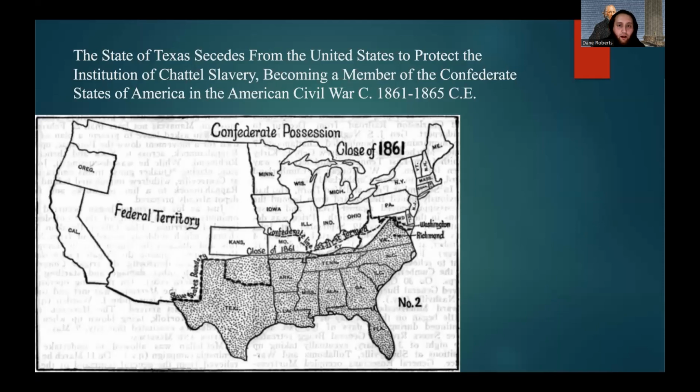And then in 1861, Texas would secede from the United States to protect the institution of chattel slavery, becoming a member of the Confederate States of America and the American Civil War that would last between 1861 and 1865 CE.